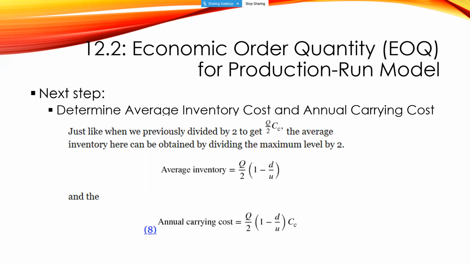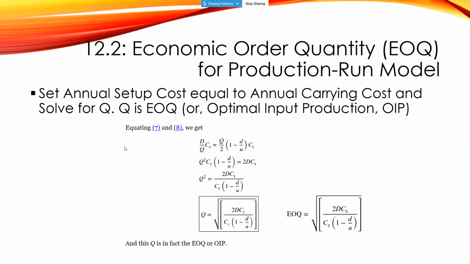And then just like we divided by 2 to get average inventory costs, get the average inventory divided by maximum level divided by 2, give us average inventory, and our annual carrying cost. Just kind of showing this for comparison. We won't be hitting on this exam-wise by any means. It gets a little too involved. It's kind of an ugly formula. Back off from that.